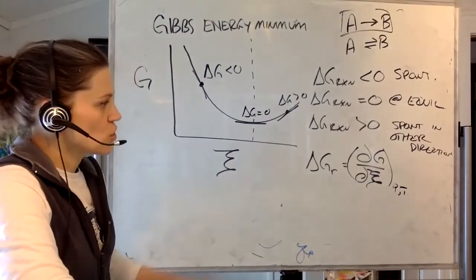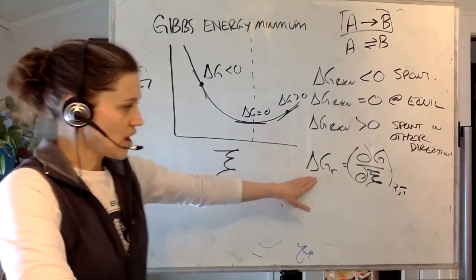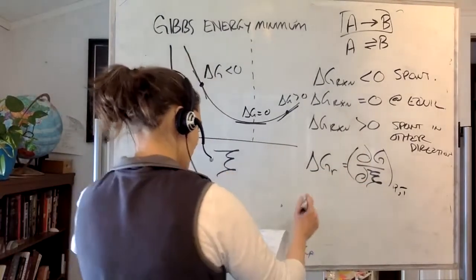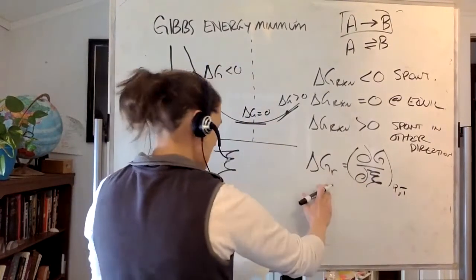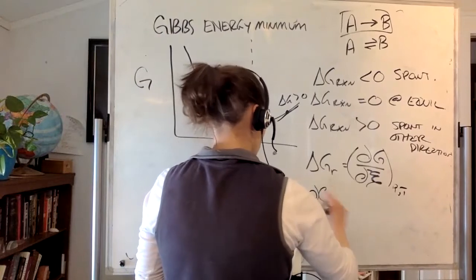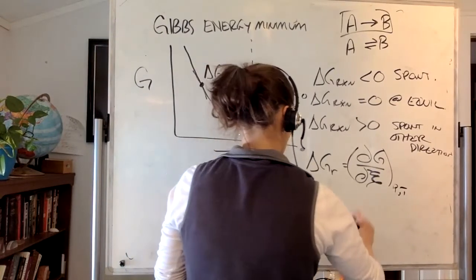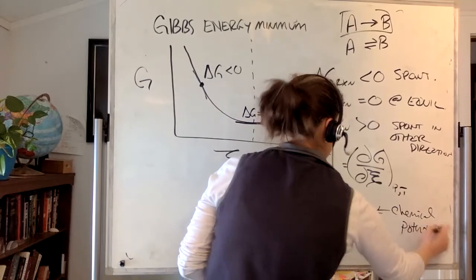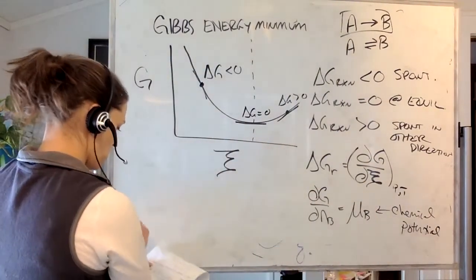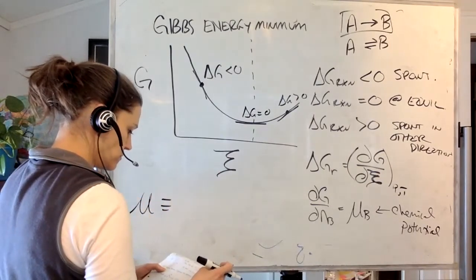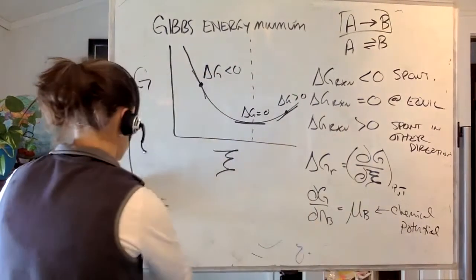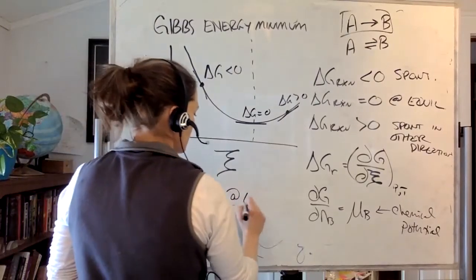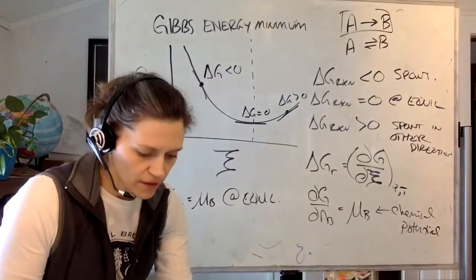And so because we've got delta G of the reaction is equal to the change in the Gibbs with respect to the extent, and we've got partial G partial N B is equal to mu B, again, this is the chemical potential, we can then say that mu A is equal to mu B at equilibrium in this particular case.